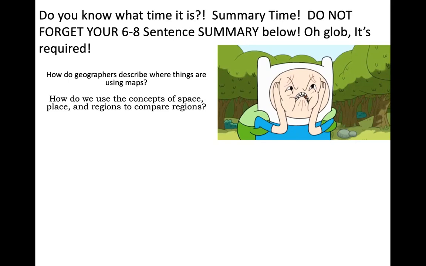Okay, we have reached the end of the notes. What you are going to do now is you are going to create a notes summary. Because we have 2 essential questions that we are answering, I am looking for 6 to 8 sentences total. 3 to 4 sentences to answer the first question: how do geographers describe where things are using maps? And 3 to 4 sentences to answer the second question: how do we use the concepts of space, place, and regions to compare regions? When you are finished with your notes summary, please turn it in.